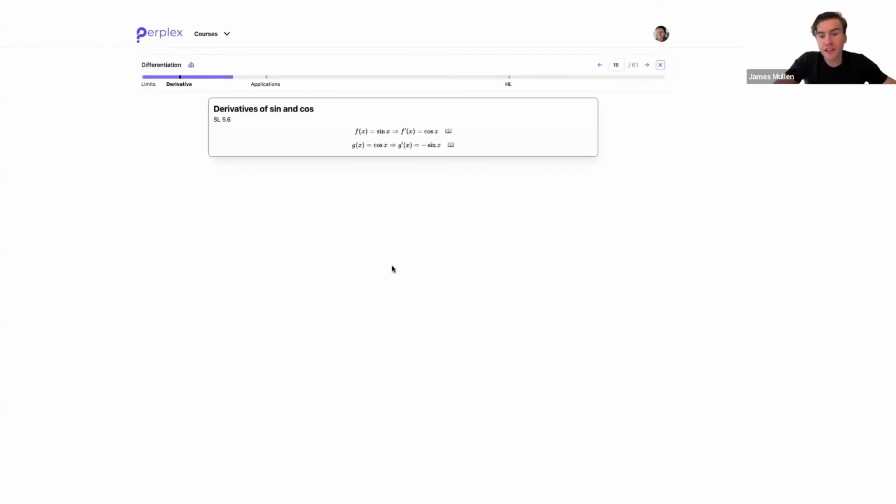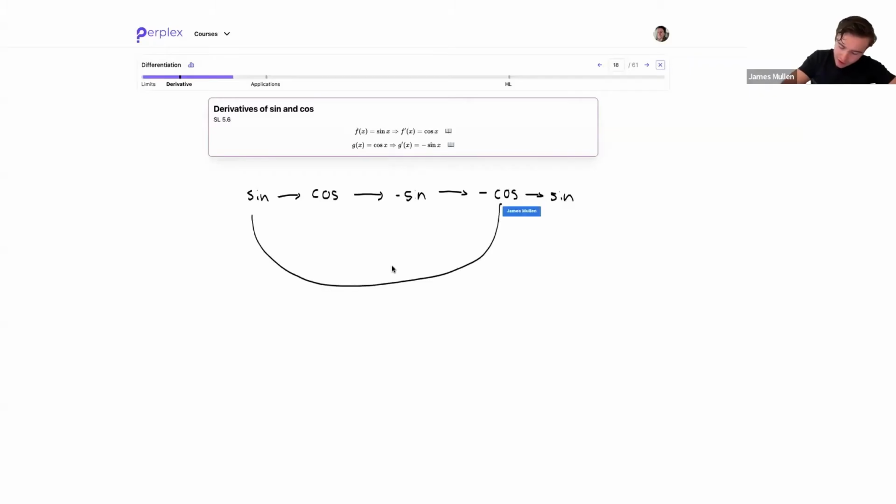Now, also the derivative of sin and cos. Okay, so the derivative of sin is cos. The derivative of cos is negative sin. The derivative of negative sin is negative cos, and the derivative of negative cos is sin. So basically, these are going to loop. It's going to go sin, cos, negative sin, negative cos, and then back to sin. All right, there's a loop in the derivatives of sine and cosine.